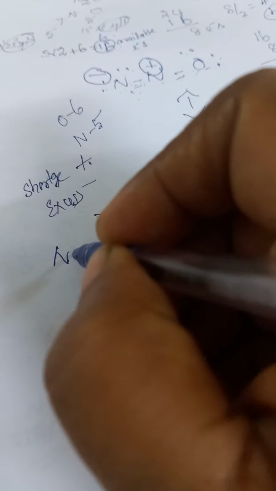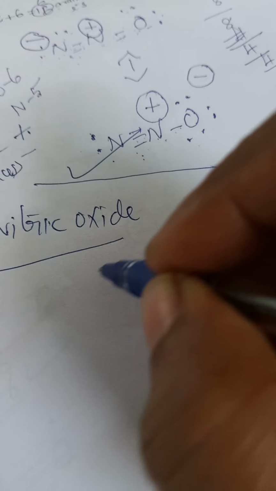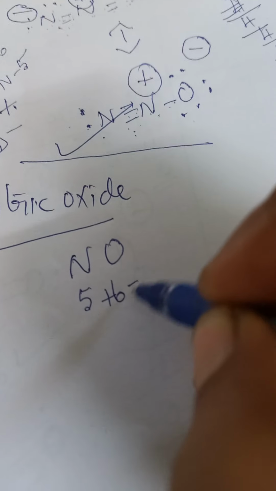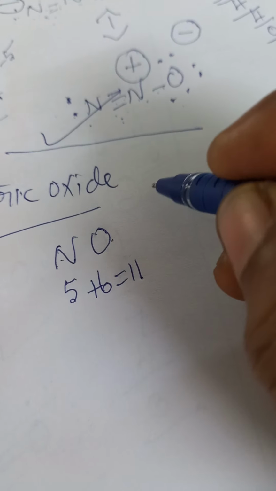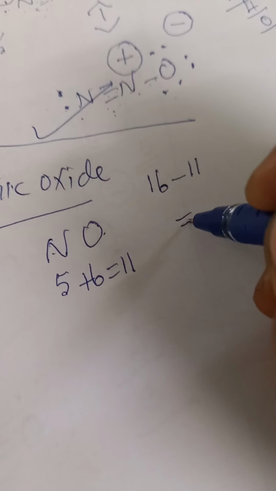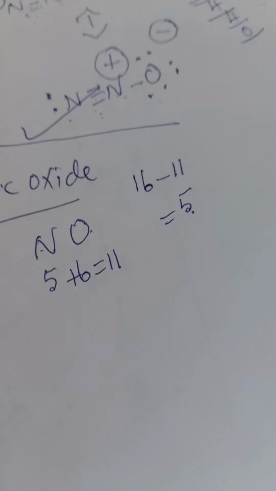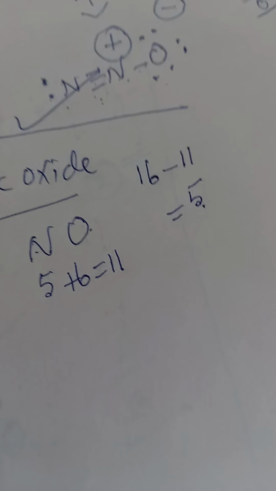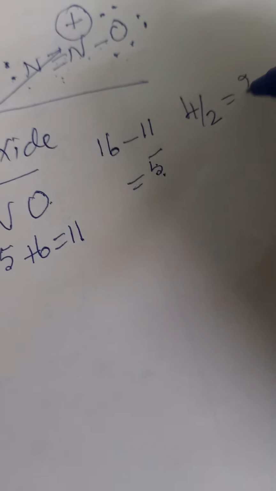Nitric oxide, NO. Nitrogen 5, oxygen 6, totally 11 electrons available, but there are 2 atoms, 2 8s are 16, shortage 16 minus 11, shortage 5. So 5 is an odd number, we want only even numbers. So select the least even number, that is 4. 4 by 2 is equal to 2.